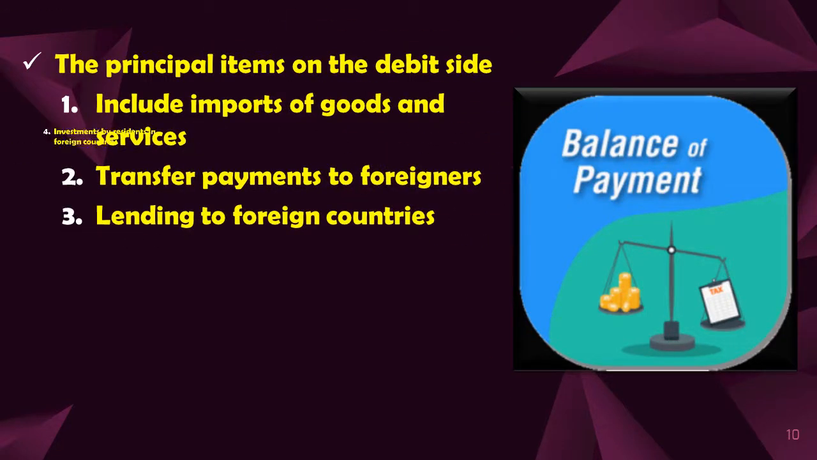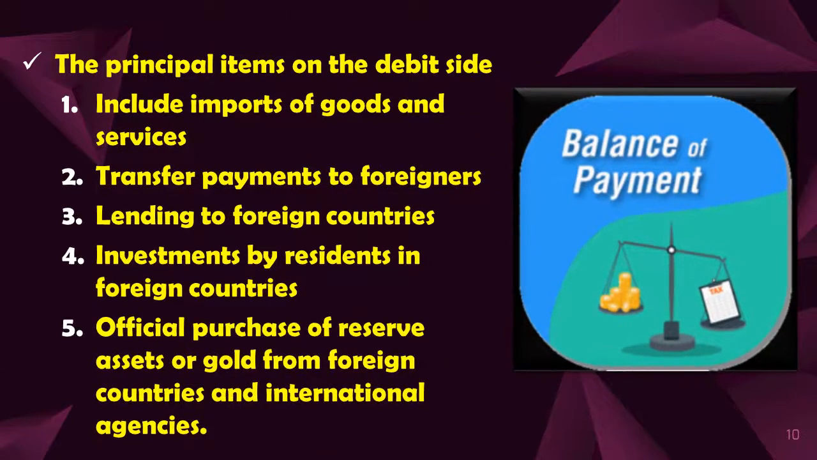Now see the principal items on the debit side. When you have to make a payment to the other countries: import of goods and services, when you import goods and services from another country.